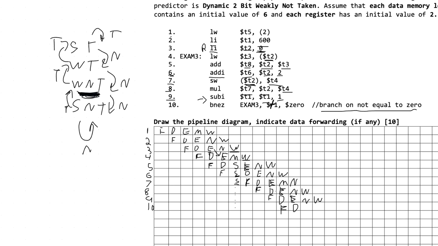Well, the problem is T1's value is not updated until instruction 9 is finished. So that means I need to either stall or data forward if possible. Well, is it possible to data forward? Absolutely. This is an R-type instruction. So I can data forward this E to this E. Fetch, decode, exec, no ops, and write back. This guy is all done.